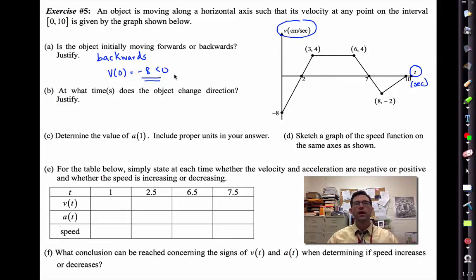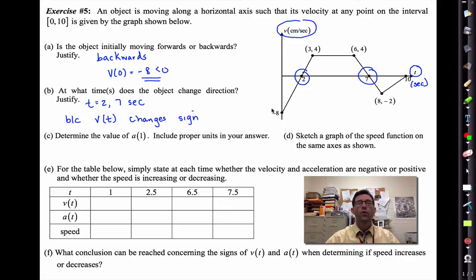All right, real important. Letter B, at what times does the object change direction? Now, I want you to really think about that. We've answered this question before. Changing direction. What controls whether or not we're moving in one direction or another? So think about the times when the object changes direction. All right. Again, some people might say 3 and 6 and 8, but they'd be wrong. The object changes direction at t equals 2 and 7 seconds, and it's very simple because v of t changes sign.